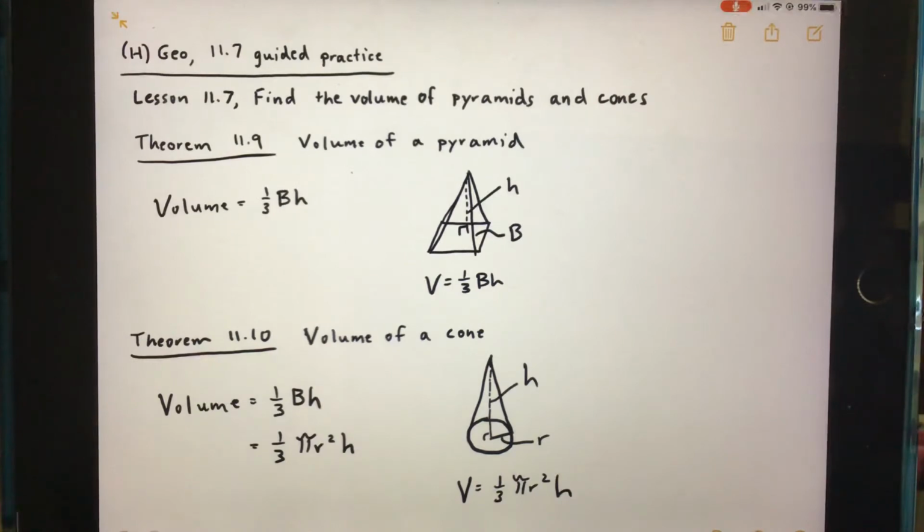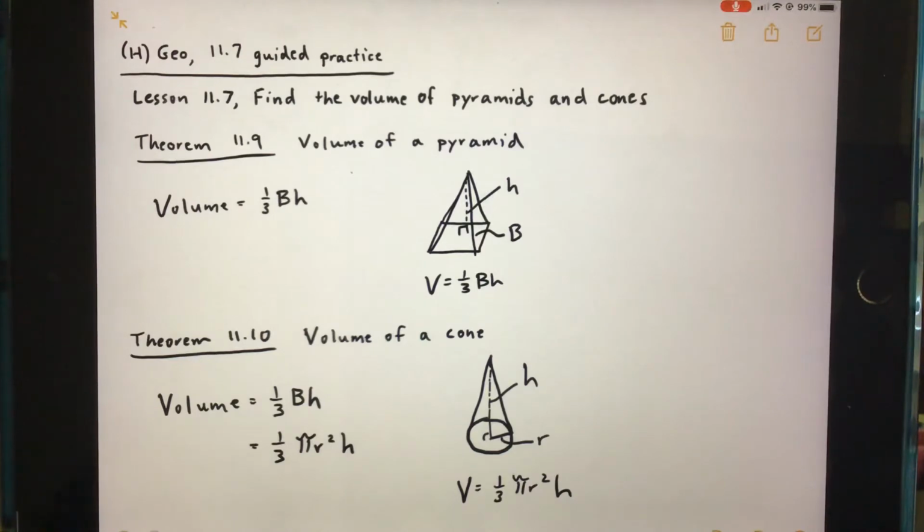Lesson 11.7, we're going to be finding the volume of pyramids and cones. And you're going to see quite a bit of connection between the volume of our pyramids and cones compared to our prisms. So basically what we're going to be doing is taking our prism formulas for finding volume, and we're going to multiply those prism volumes by 1/3. So let's see how this works.